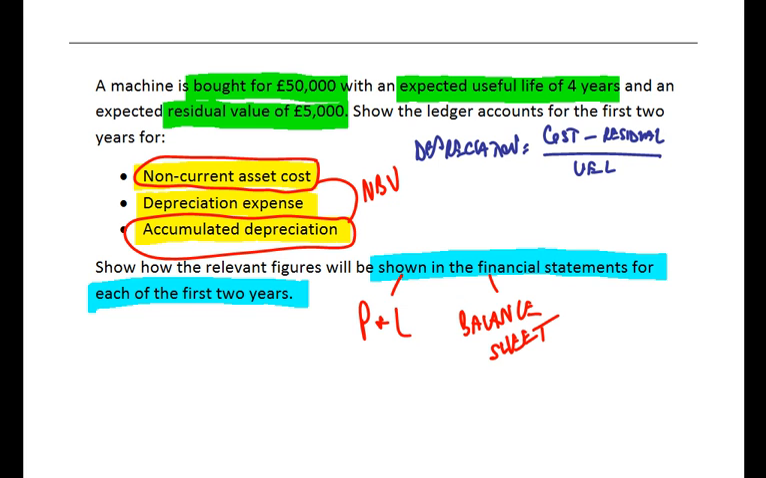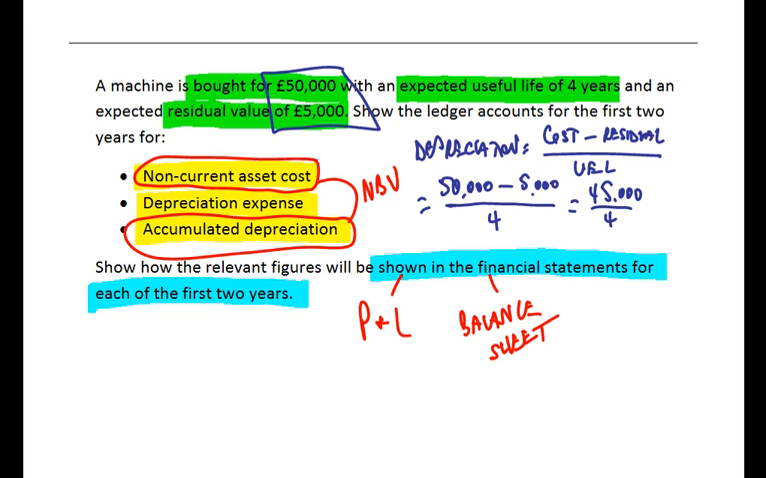So for instance, in our example here, you can see we're going to spend £50,000 on the machine, but at the end of the 4 years we're going to get £5,000 back from selling it. Now that means it's really going to cost us £45,000 to own that asset. Can you see we're losing £45,000, and we're losing that over a 4-year useful life.